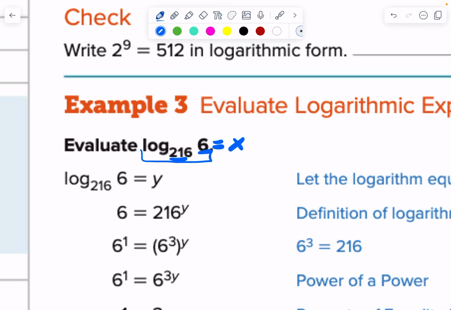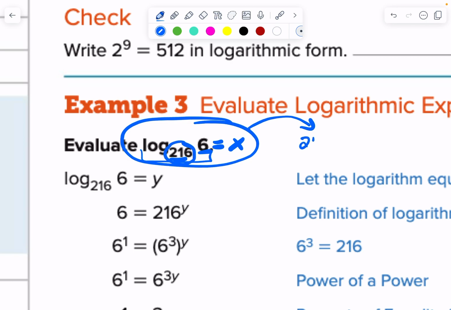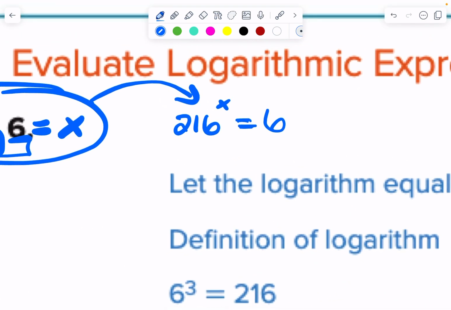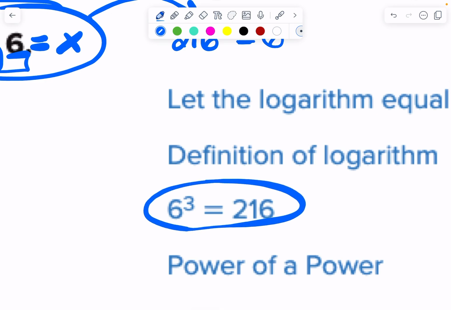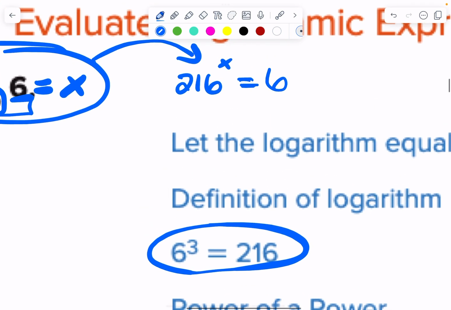I'm going to take this statement, which is in log form, and I'm going to make it into an exponential form, okay? So this says 216 is my base, to the x power equals 6, okay? And what I'm doing is I'm trying to figure out what exponent I take 216 to, to get 6, okay? They say right here that 6 to the third power equals 216, okay?